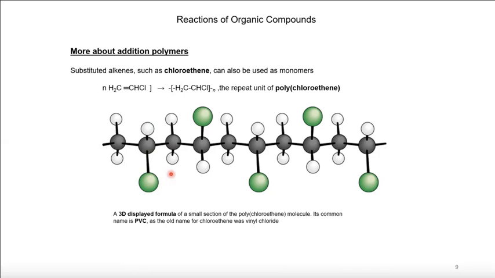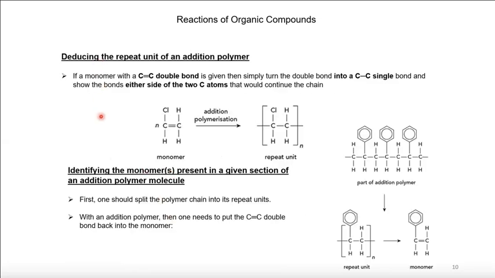If we take the next one, how can you deduce the repeat unit of an addition polymer? If a monomer with a carbon-carbon double bond is given, then simply turn the double bond into a single bond, and on either side, the carbon atom has another bond. This is the monomer of the addition polymerization, and this is the repeat unit. That repeat unit will be 10,000 linking together.